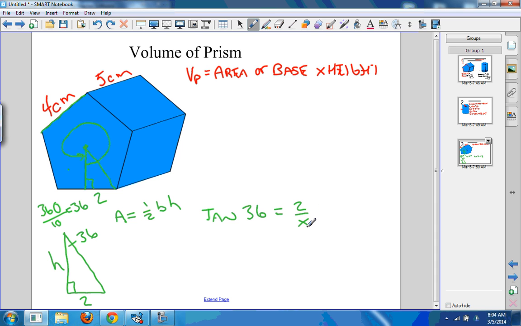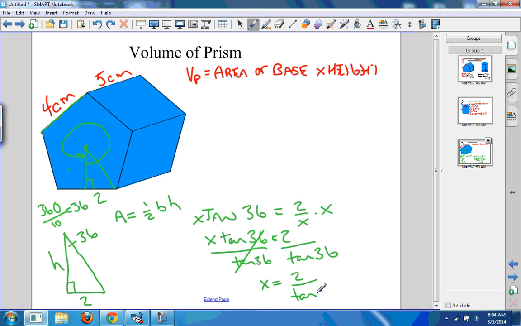Now when you get this variable out of the denominator, so we multiply by the variable, and we get x times the tangent of 36 is equal to 2. Then to solve for x, we need to divide by the tangent of 36. So we have 2 over the tangent of 36 is equal to x. I'm going to plug that into my calculator. 2 over the tangent of 36.